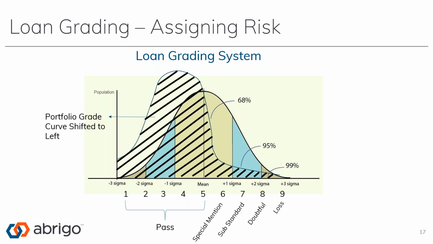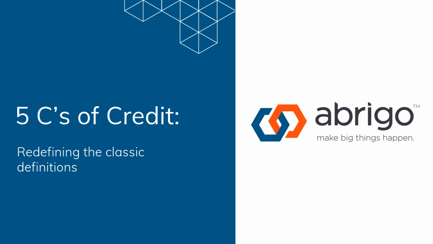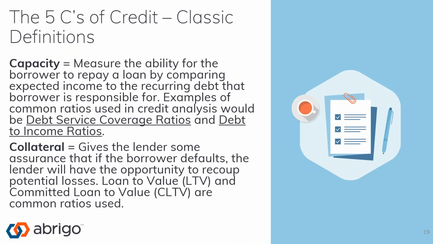Thomas, you can go to the next slide. And so once again, we're going to talk about the 5 C's of credit. I'm going to go through some classic definitions and explain what they really mean, and then maybe we're going to talk about how we need to redefine some of these as we go forward in the future.